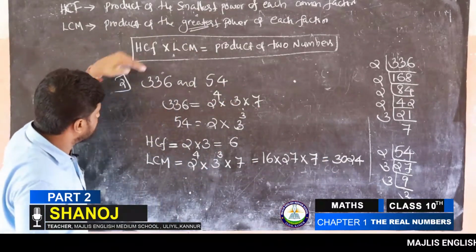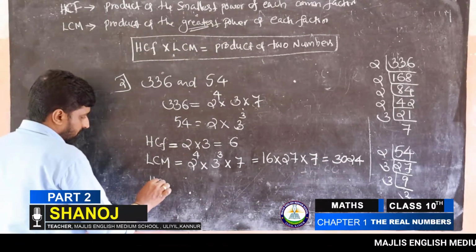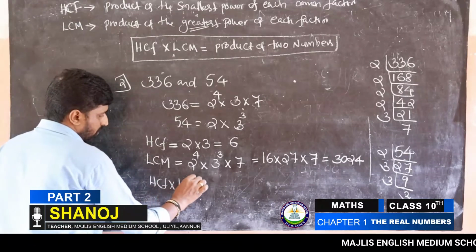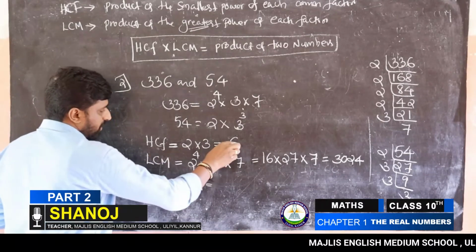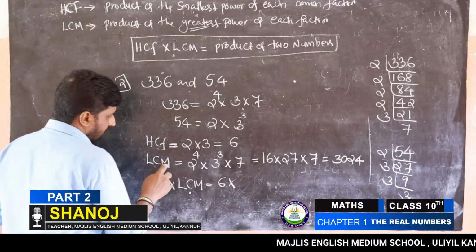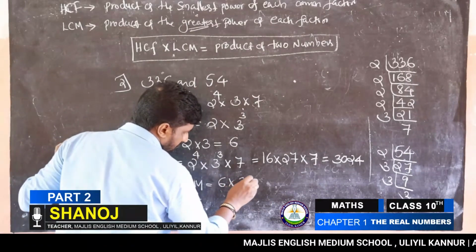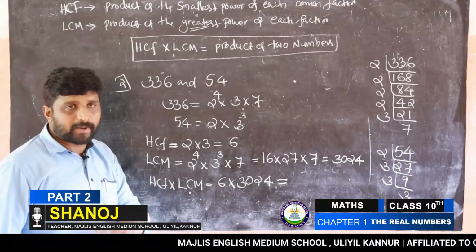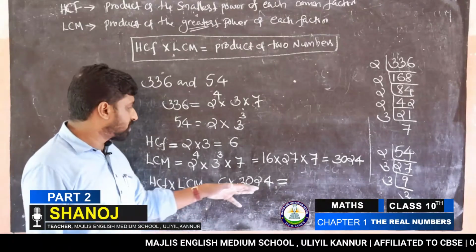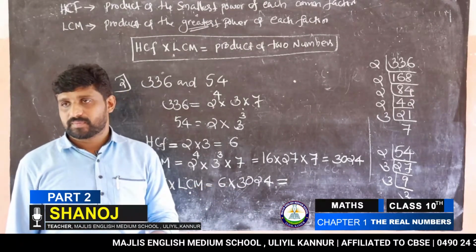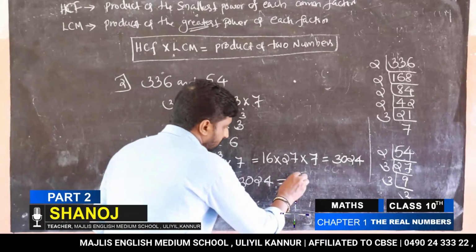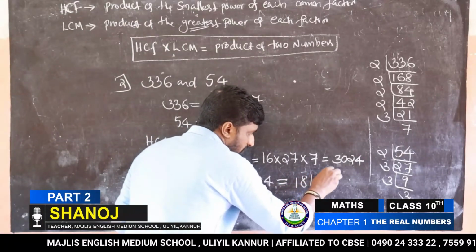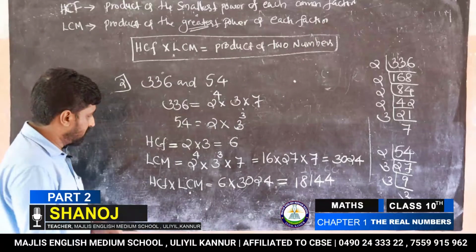Now we can verify that HCF into LCM. Here HCF equal to 6 and LCM is equal to this one, 3024. Just multiply and find out the answer. 6 into 3024. Got the answer? Okay, the answer is 18144. We got the answer like that.